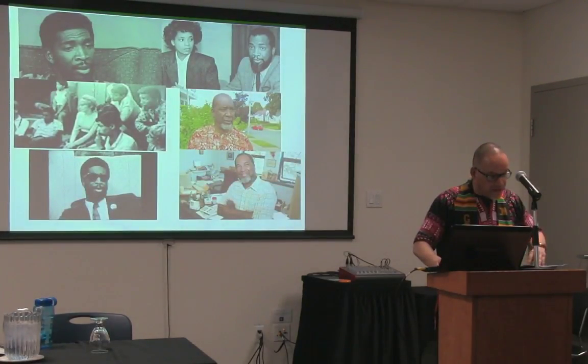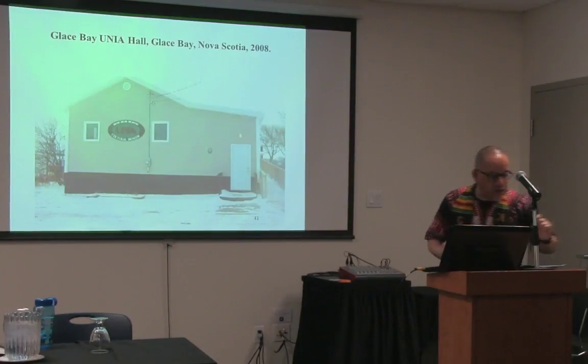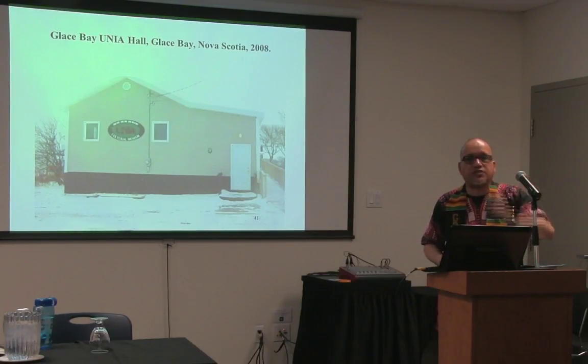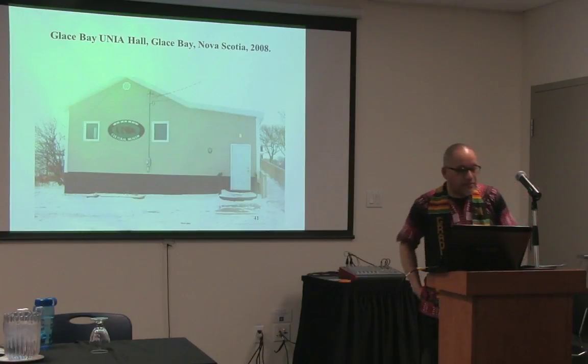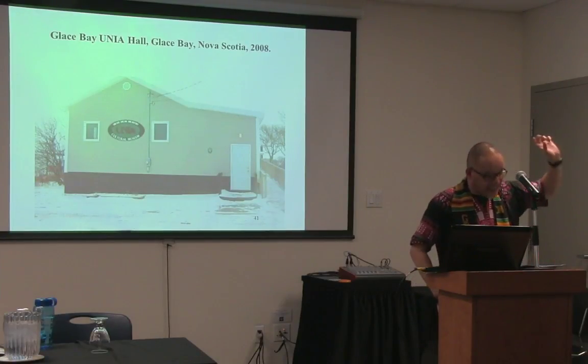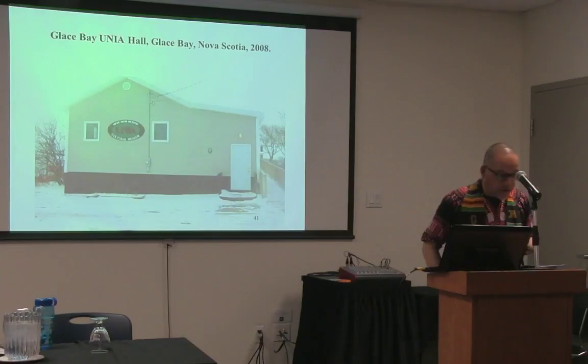And one of the things I should mention as well is that in Nova Scotia there were at least 11 branches. And as I said, it's still an active hall in Glace Bay. And on a return visit to Nova Scotia in October 1937, Garvey spoke in both Halifax and Sydney on the conditions of the black communities in the province.